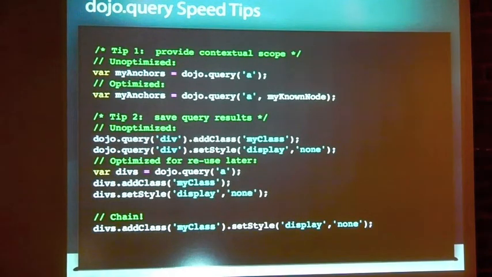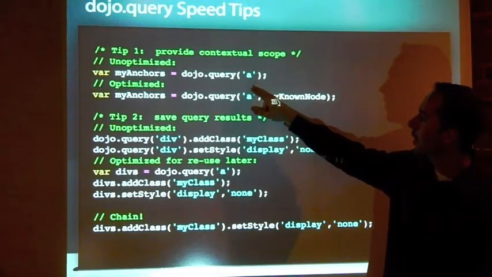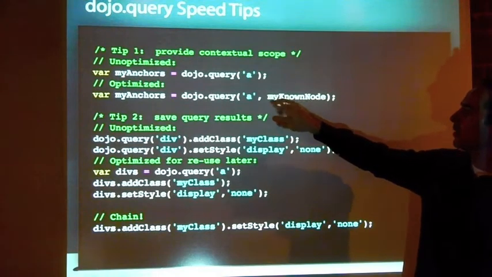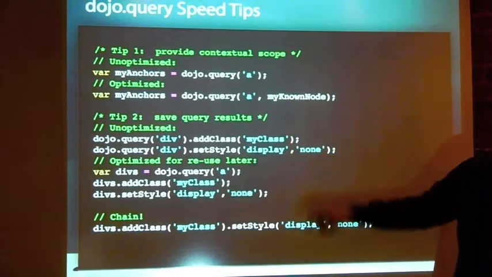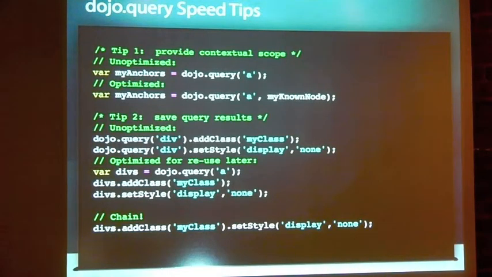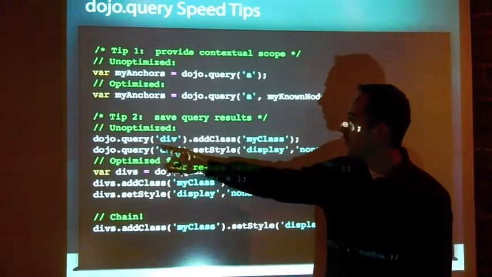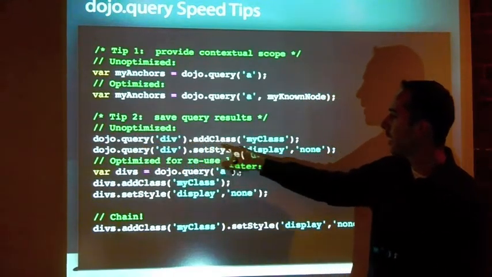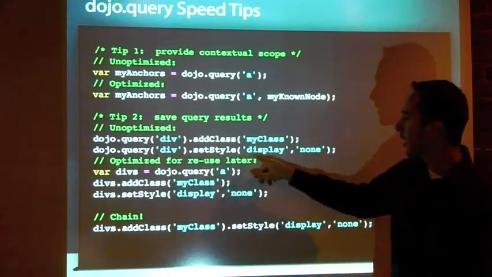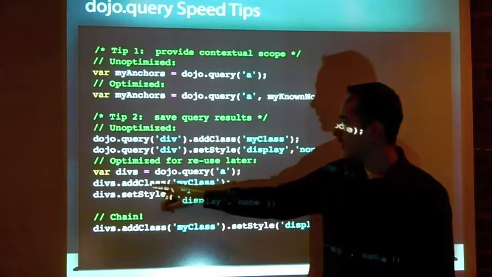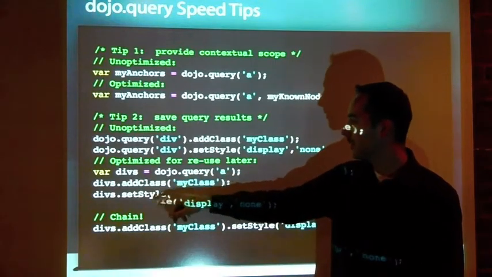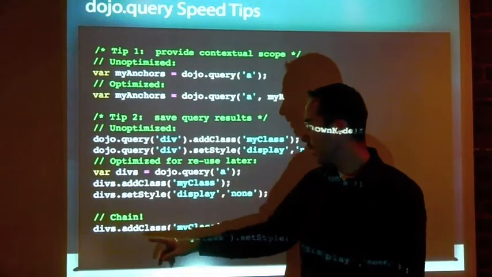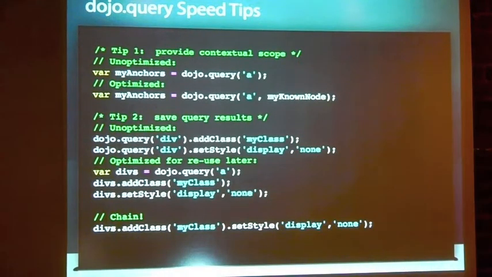Here are just some speed tips, things you can do. You obviously don't want to necessarily do that. One thing that's nice about dojo.query is you can say, look for all the A tags, but start at this element. So you can quarantine your search. Instead of searching the whole DOM, you just start here because that's where you know you need to find all your A tags. You can also, of course, dojo.query to get all the divs, and then add this class, get all the divs, set the style, display none. You can optimize that by saying divs equals dojo.query A, and then divs.addClass, divs.setStyle, or just chain them all together like you would in jQuery: divs.addClass.setStyle. So again, very similar. Any questions there?